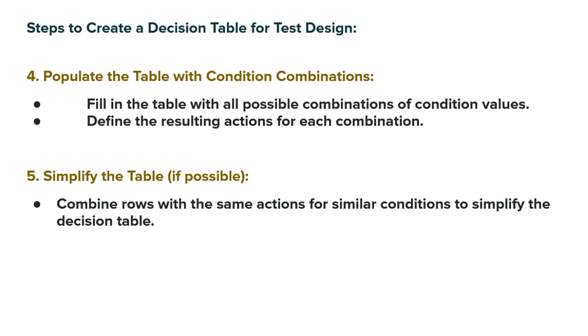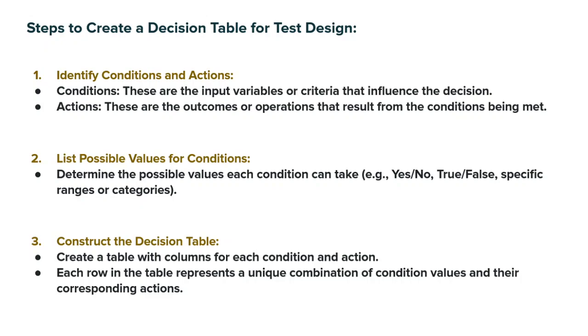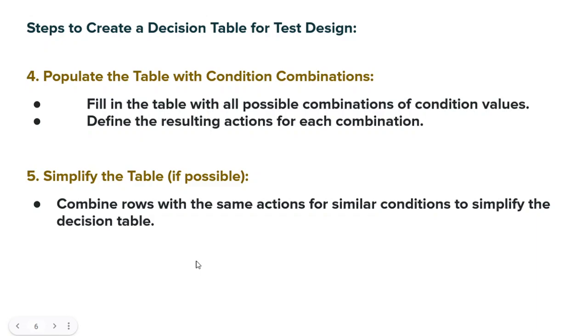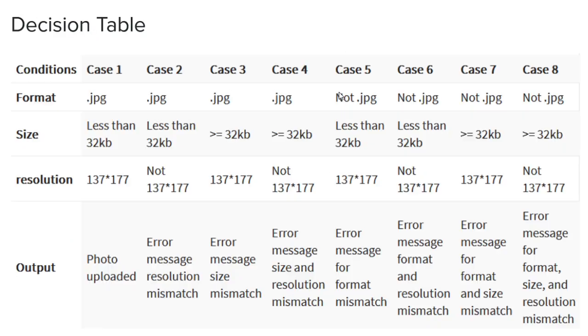So this is about the decision table and how to create it. We first have to identify the conditions and actions. Then we list possible values for the conditions. Then we construct the decision table. Then we populate the table with condition combinations and their respective actions. Actions means output. After doing that, you can get all the test cases. Each column is basically one test case here.